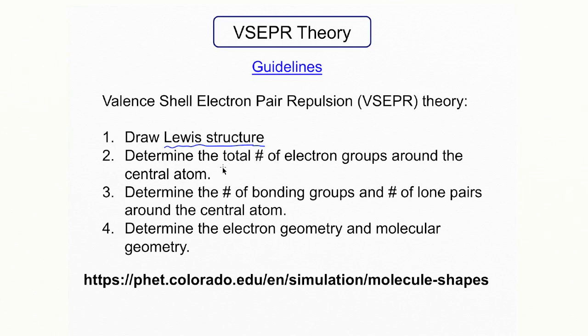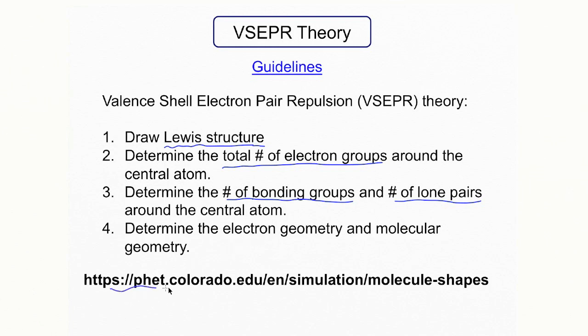Then the second step, we need to count the total number of the electron groups, and then in the next one, we need to count the number of the bonding groups and the number of the lone pairs. Bonding groups means chemical bonds. Then the last step is we can determine the electron geometry and molecular geometry.